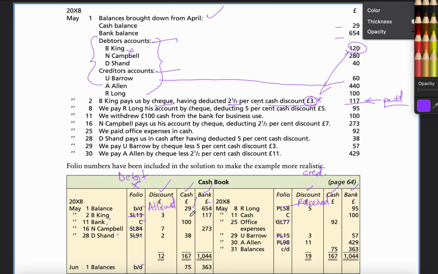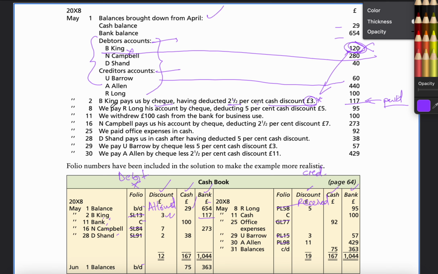117. So at the very end of the day, we are now seeing that B King paid us 117 in the bank, but we are not forgetting to write that we allowed him a discount of 3, so that we know that this amount of 120 has been clearly closed out. That's very important for us to note, that we indicate that we gave this person a discount of 3, so that they paid an amount less 3 to settle the whole debt that was due, of 120, yeah?